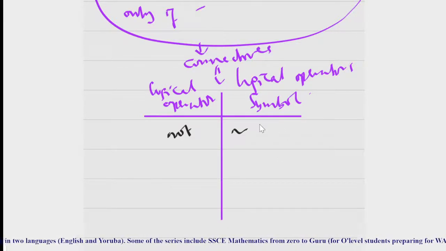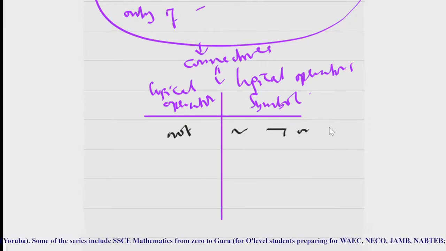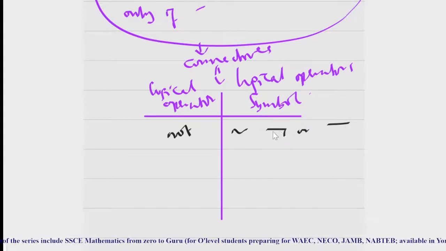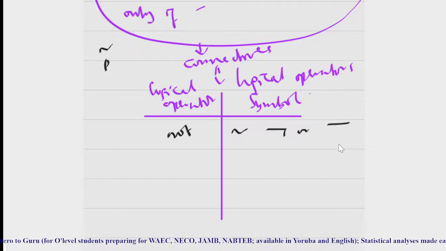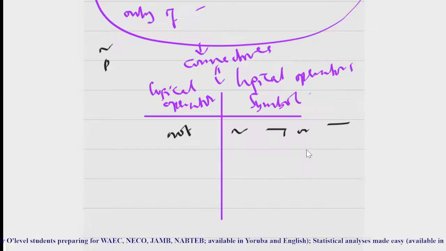In some textbooks they denote it as a bar. That is, when you have a statement, P for example, you can have P bar or this bar. I hope you understand now. So these are some of the examples of negation. Another type of logical operator we have is conjunction. And we call this and.